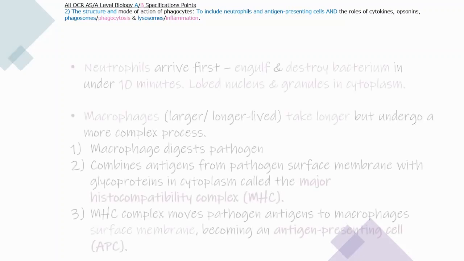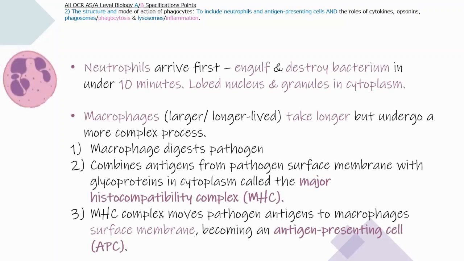In terms of the roles of neutrophils and macrophages, neutrophils arrive first. They engulf and destroy the bacterium in under 10 minutes. They usually destroy between 5 and 20 bacteria, and they consist of a lobed nucleus and granules in the cytoplasm. Macrophages, which are longer lived and larger, take longer, but they undergo a more complex process. They can destroy up to 100 bacteria.